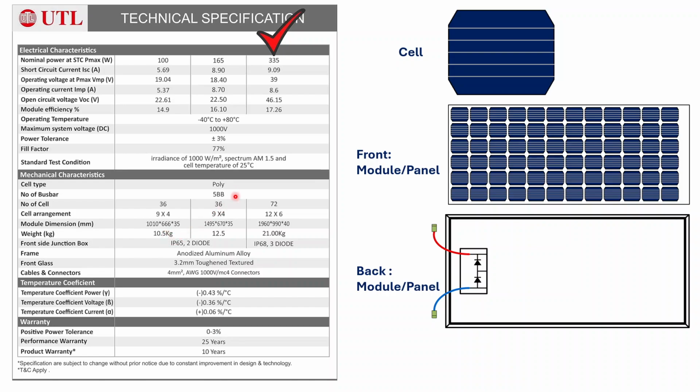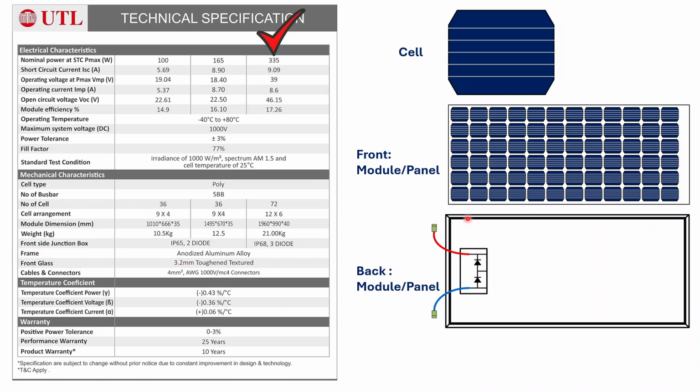Similarly, we have 165 watt configurations also, and 335 watt configurations also. For 335, we can see 72 cells are there, so maybe we can consider that it represents a 335 watt solar panel. Then there is the junction box. The junction box has two diodes, like here you can see there are two diodes, and for 335 there are three diodes.